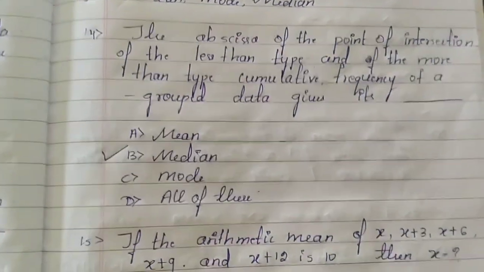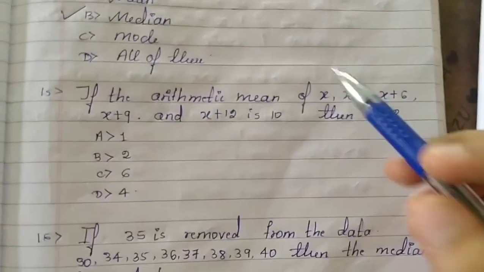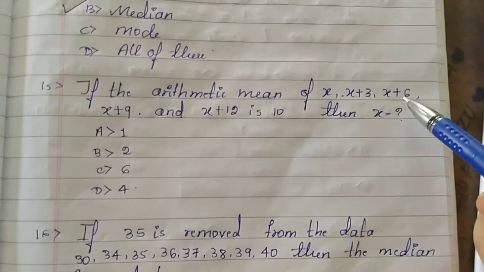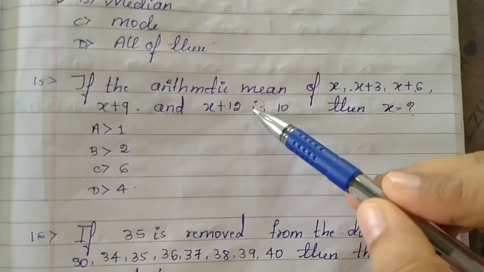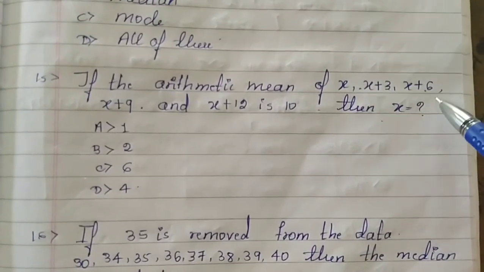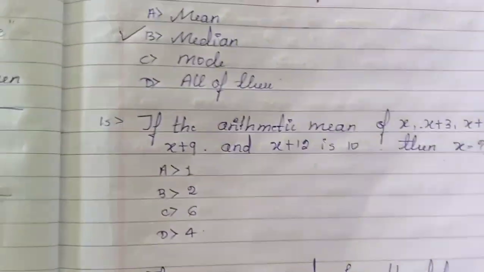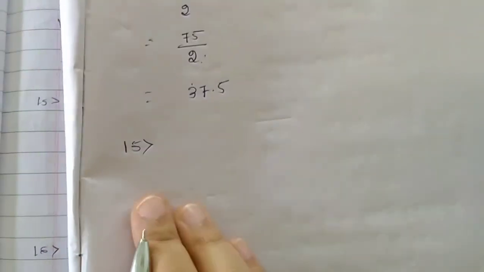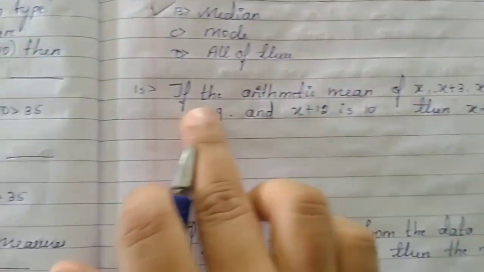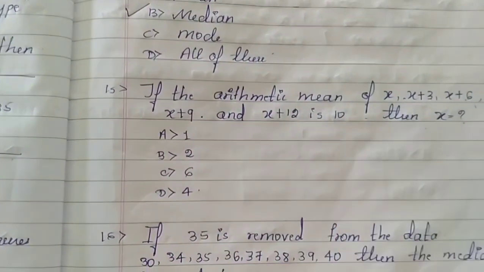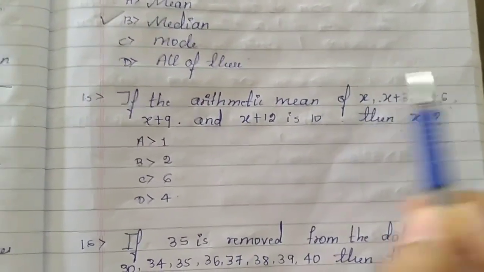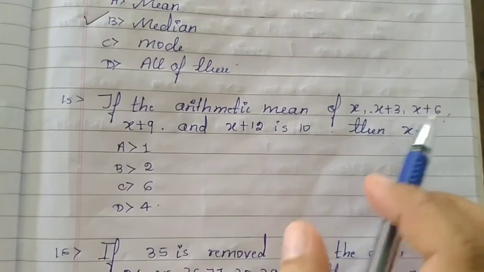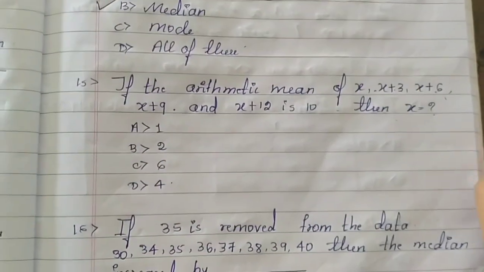Next one, if the arithmetic mean of x, x plus 3, x plus 6, x plus 9 and x plus 12 is 10, then find the value of x. You can find this value of x by using the 15th question. As you know, for the arithmetic mean you have to add all of these and divide by the total number of observations, 1, 2, 3, 4, 5. So you have to add all of these.